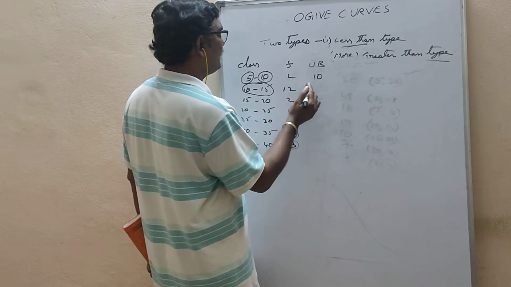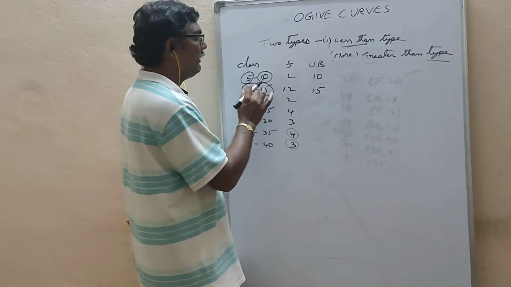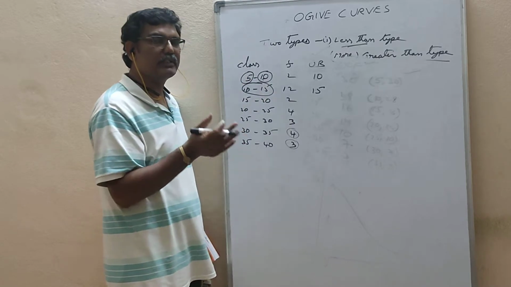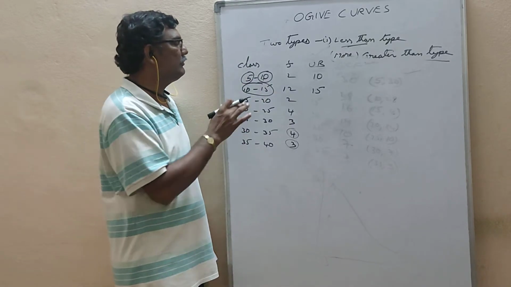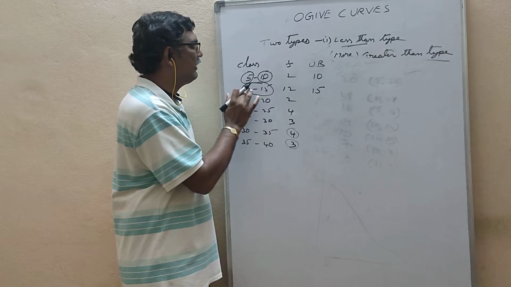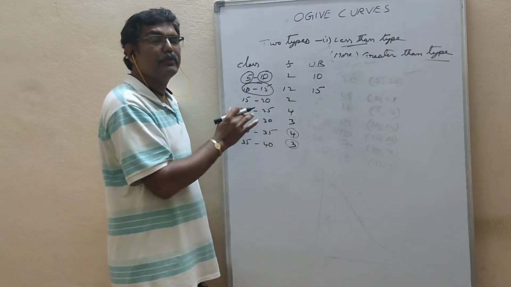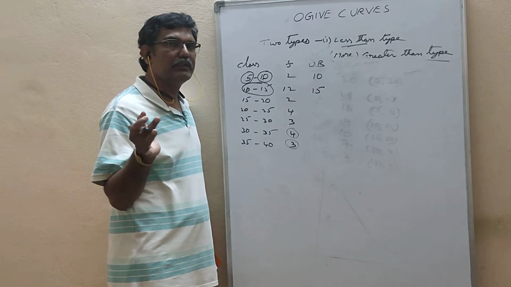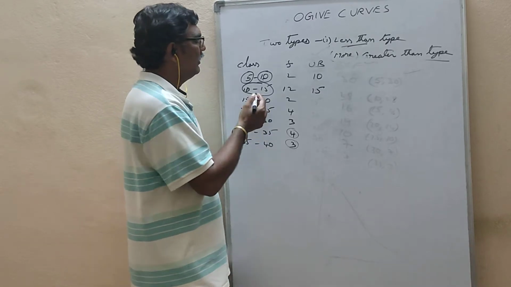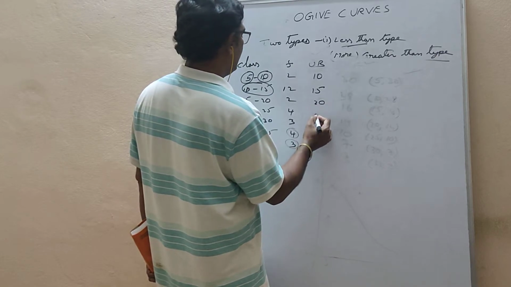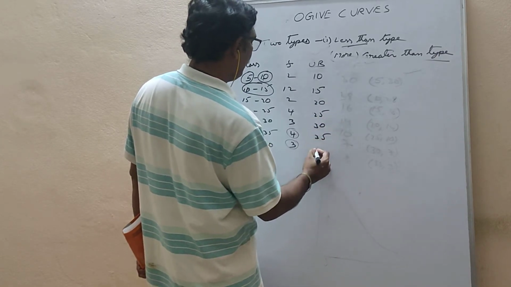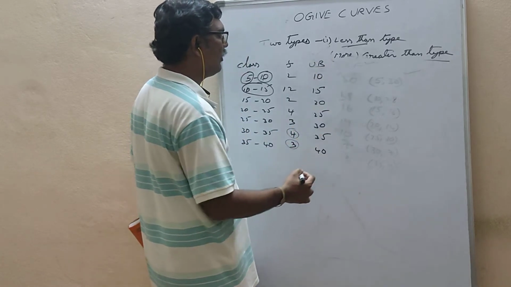For 10 to 15, what is the upper boundary? 15. Why am I saying boundary instead of limit? Because in exclusive classes, limits and boundaries are the same. Sometimes here 5 to 9 will be there, and here 10 to 14 will be there. They are called inclusive classes. This inclusive and exclusive I already explained in 9th class. Once again revise that. Then 20 is here, 25 is here, 30 is here, 35, 40. These are called upper boundaries.